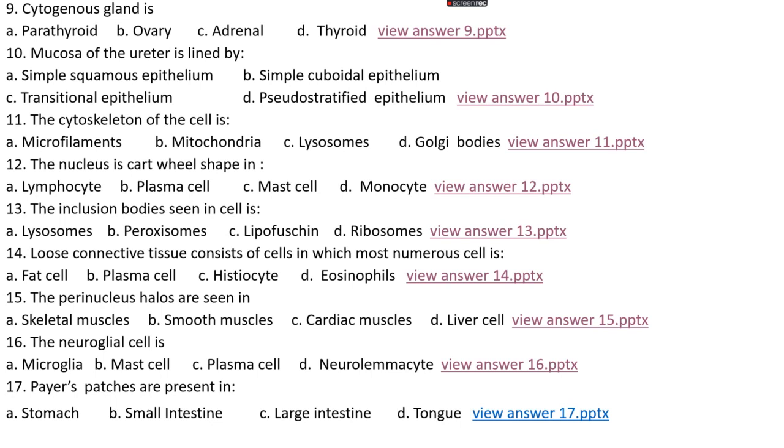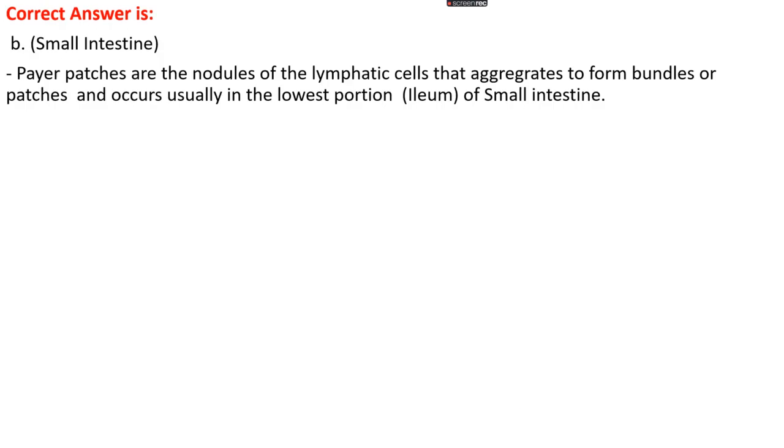Question number 17. Peyer's patches are present in option A, stomach, option B, small intestine, option C, large intestine, option D, tongue. The right answer is option B, the small intestine. Peyer's patches are nodules of lymphatic cells that aggregate to form bundles or patches, and they mainly occur in the lowest portion of the small intestine, that is the ileum, and are responsible for defense mechanisms.